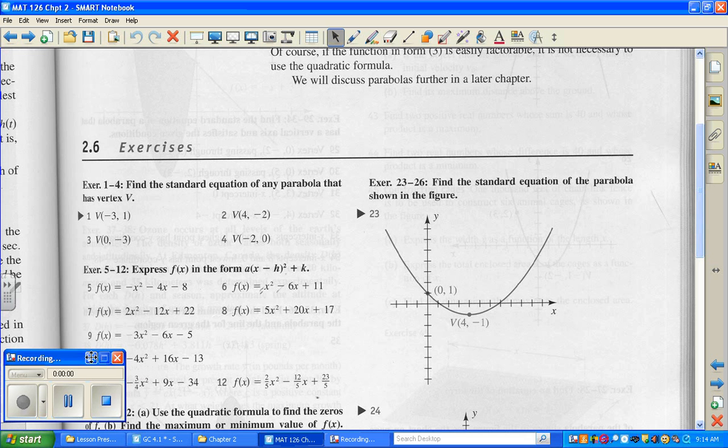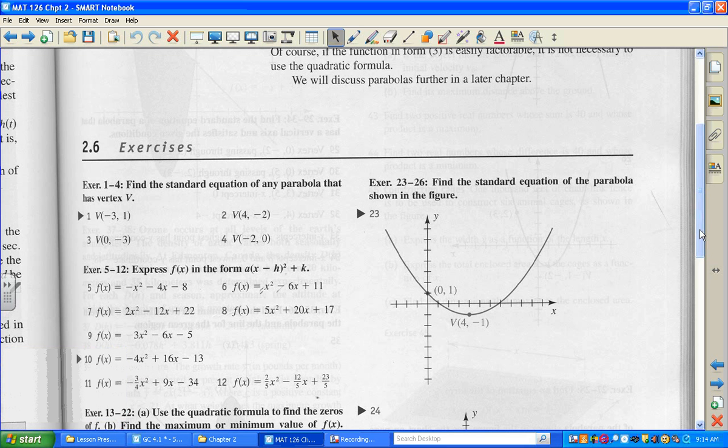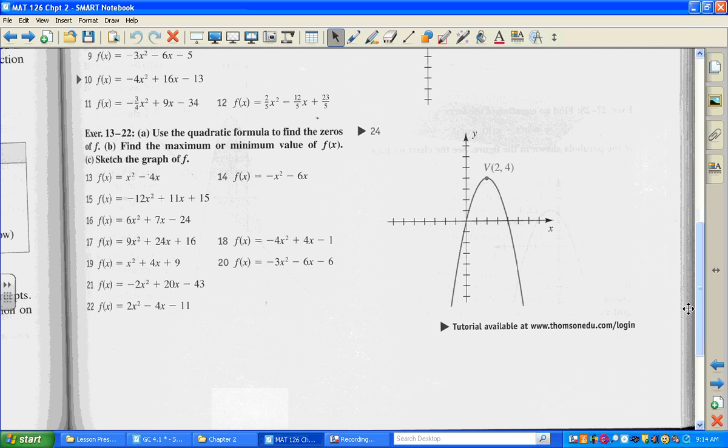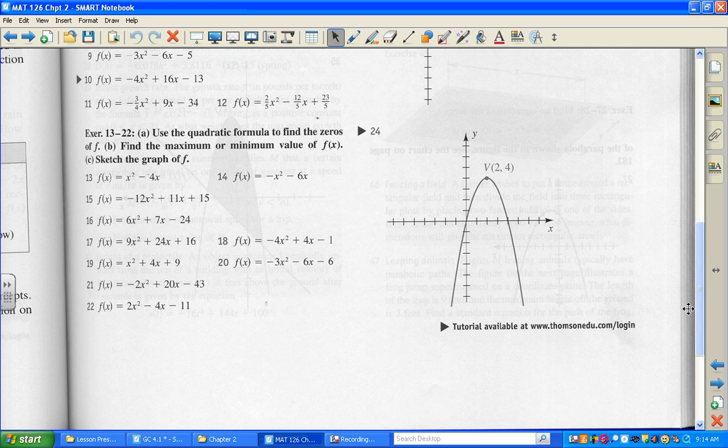Now, questions on the homework. Yeah? 11. Is it this question? Negative 3/4 x squared plus that one? All right, do you have your calculator?